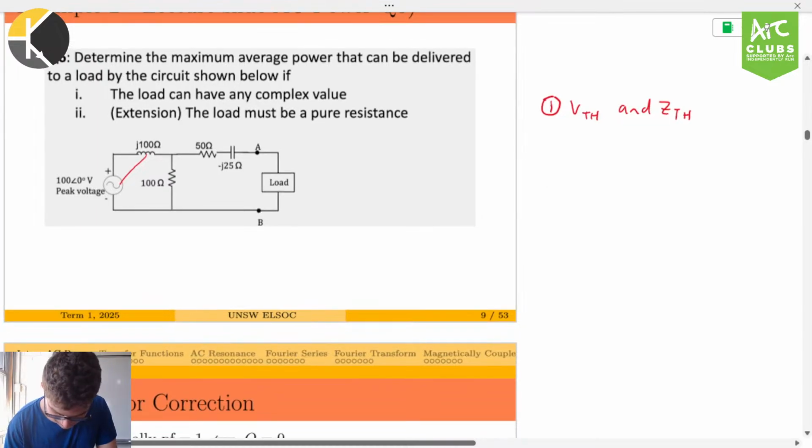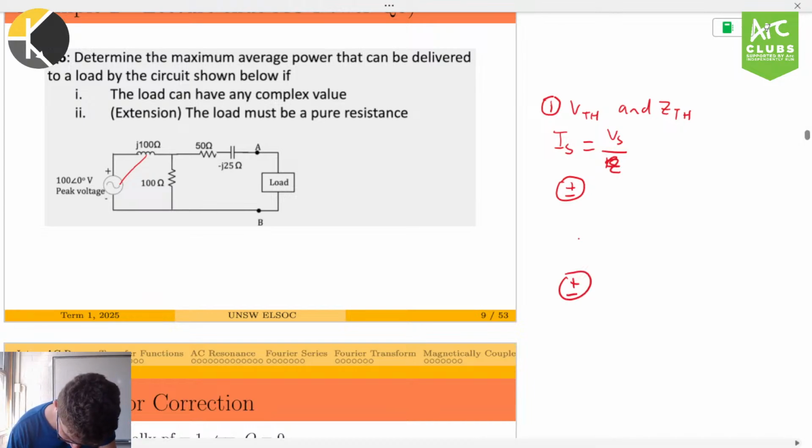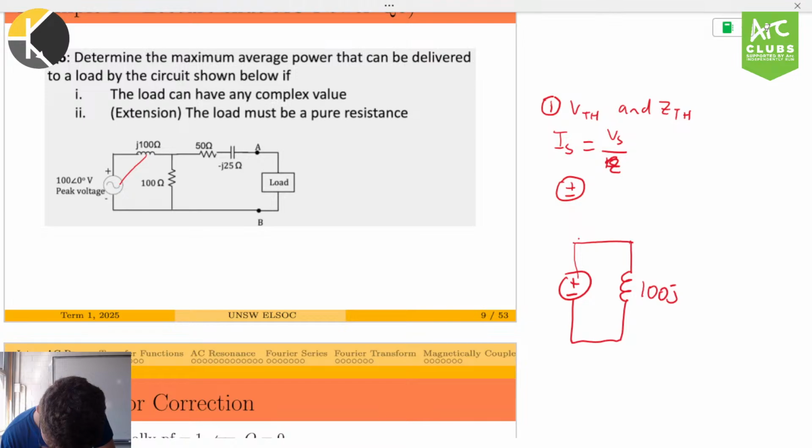The first thing I'm going to do is a source transform. The source transform thing is Vs divided by R, or Z in this case. Let's do that. We get something like this: 100 ohm, 100J ohms, 100 ohms. I'm not going to draw the rest of the circuit because we can do that afterwards. We'll just put a dot, dot, dot here.